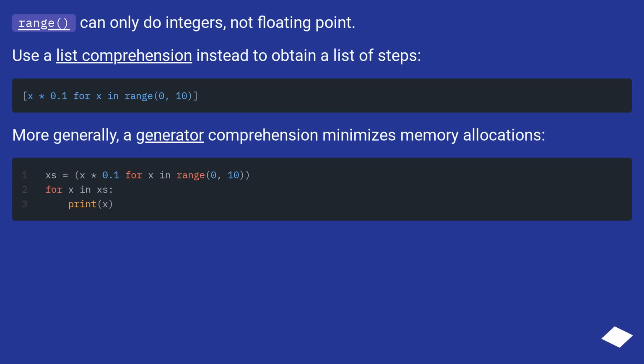Range can only do integers, not floating point. Use a list comprehension instead to obtain a list of steps. More generally, a generator comprehension minimizes memory allocations.